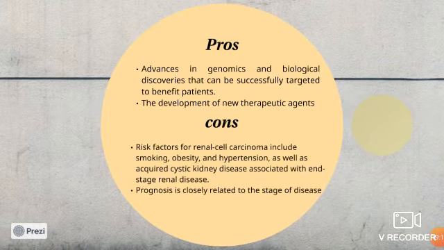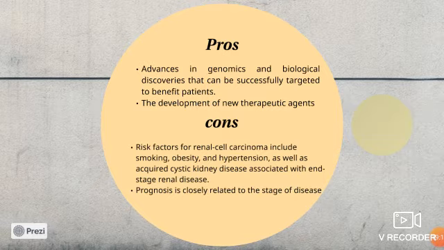Pros and cons. Pros. Advancing genomics and biological discovery that can be safely targeted to benefit patients. Development of new therapeutic agents. Cons. Risk factors for renal cell carcinoma include smoking, obesity, and hypertension, as well as acquired cystic kidney disease associated with end-stage renal disease. Prognosis is closely related to the stage of disease.